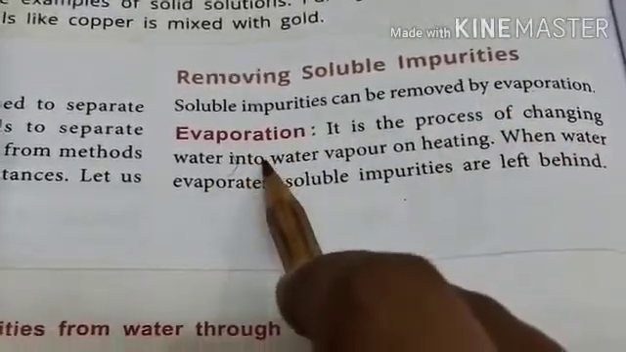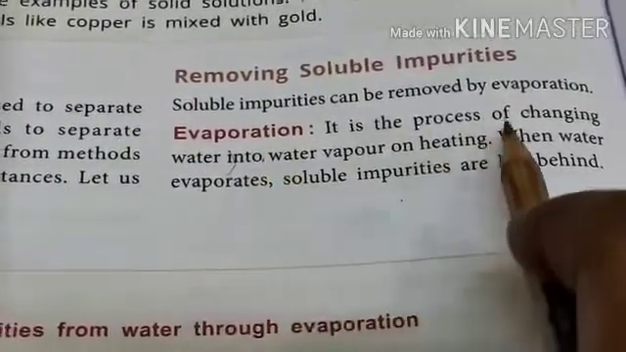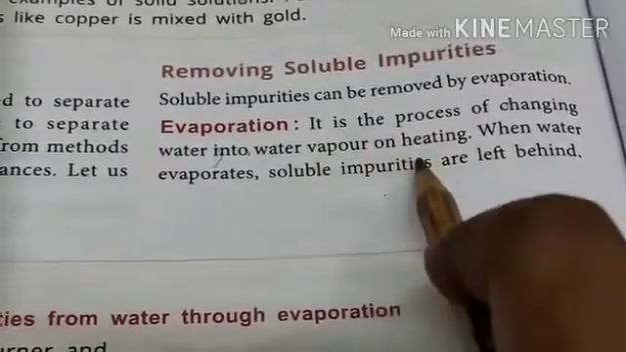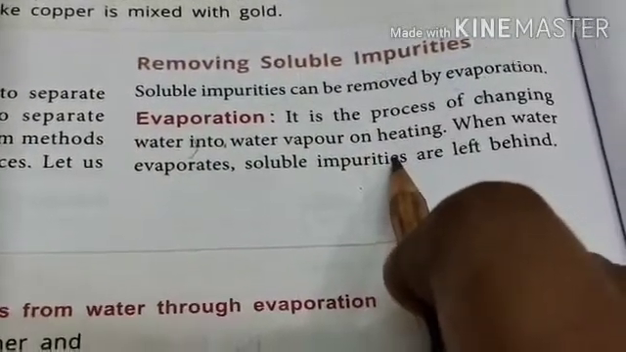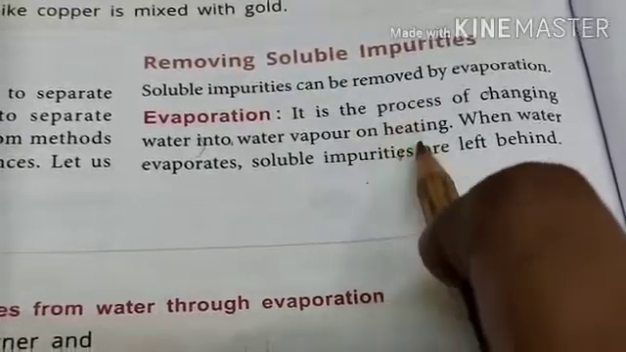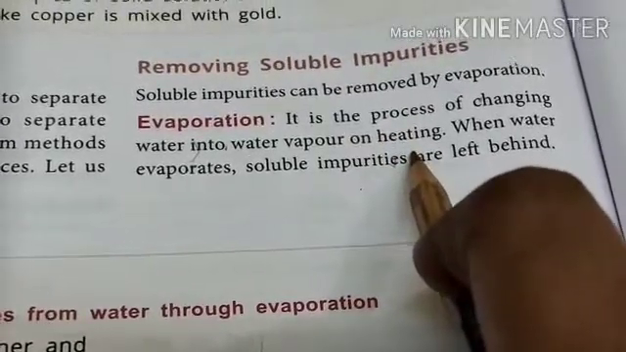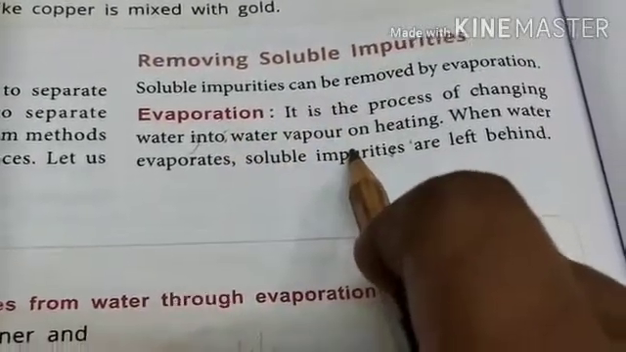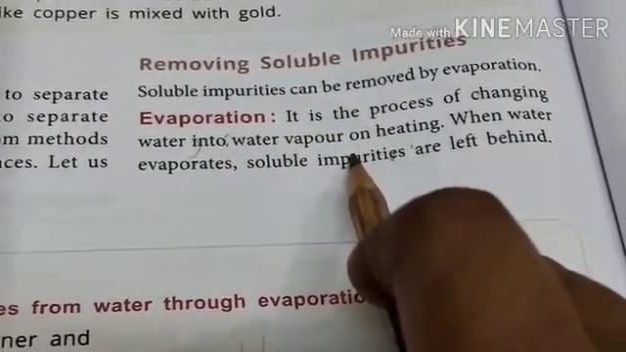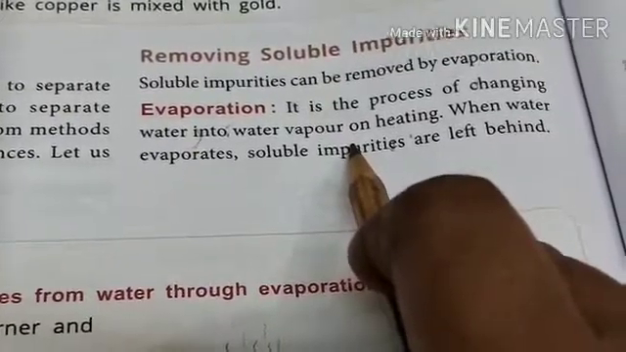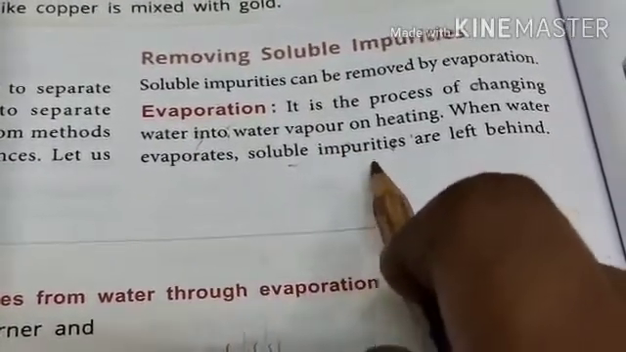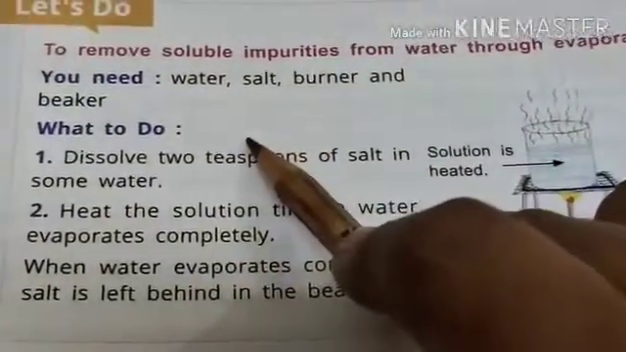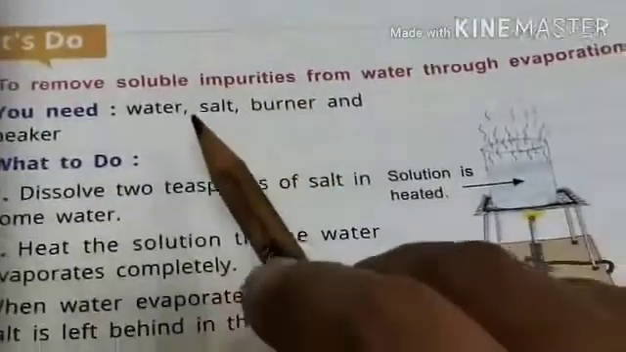Now, what is evaporation? Evaporation is the process of changing water into water vapor on heating. The impurities which are mixed in water can be removed by evaporation. So in that, what we have to do? We have to heat the water till full water evaporates and the soluble impurities will be left behind. So here is an activity. Let's see what it is.